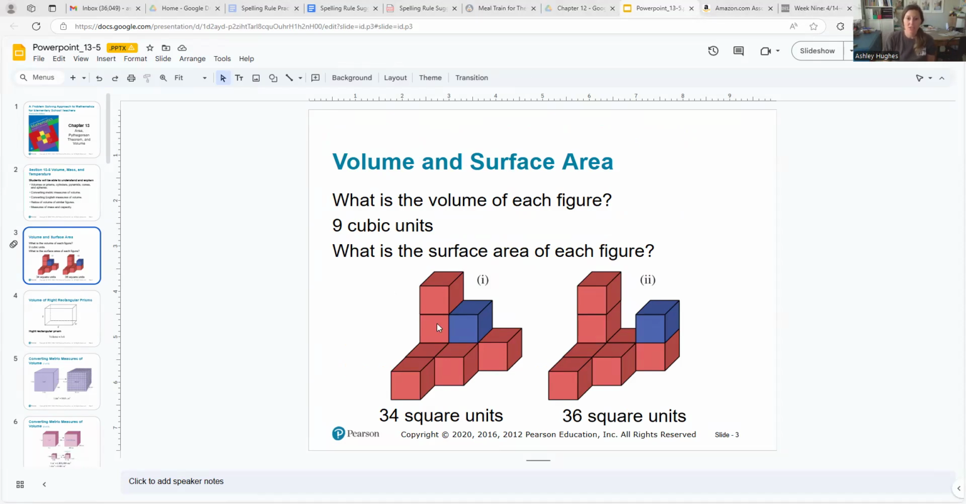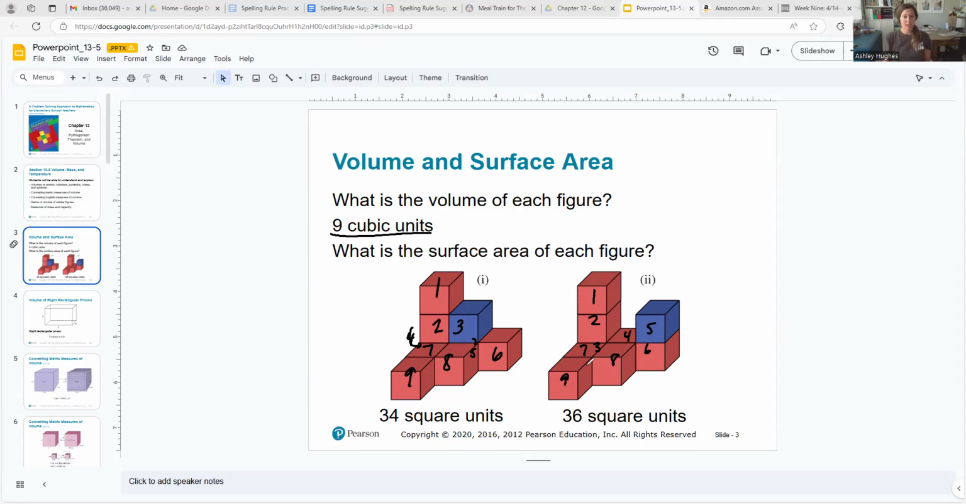volume, if we counted each of these as one unit cubed, this is one cube, this is two cubes, this is three cubes. Under here would be four cubes, and under that guy would be five cubes, six cubes, seven cubes, eight cubes, nine cubes. So this is 9 cubes, so its volume is 9 cubic units. Same here, 1, 2, there are 3 under there, 4, 5, 6, 7, 8, 9. They have the same volume.